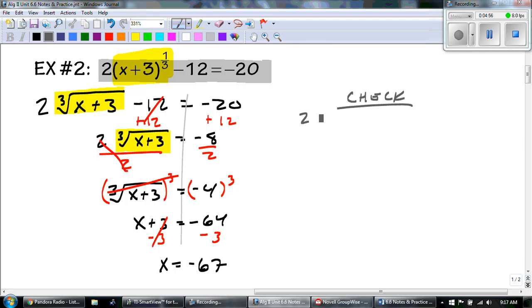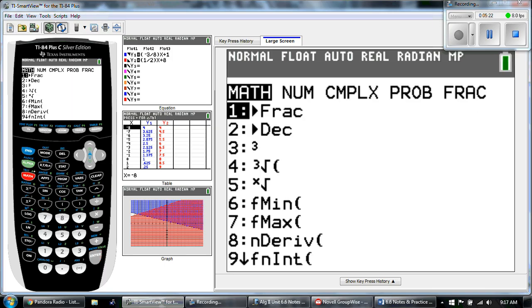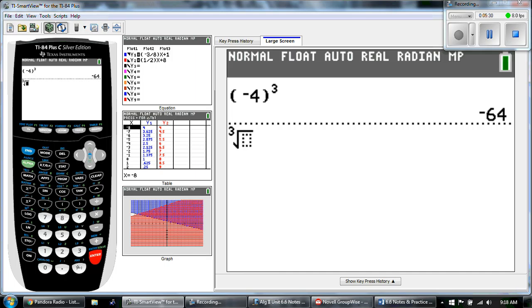Okay? So I have 2 times the cube root of negative 67 plus 3, minus 12 equals negative 20. So underneath the cube root, negative 67 plus 3 is negative 64. If you want to use your calculator, that's fine. To get there, I'm going to go to number 4 because it's the cube root. And we're going to put negative 64 inside, and we get negative 4.